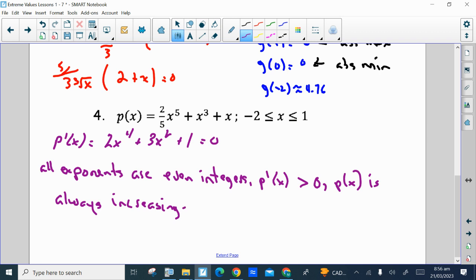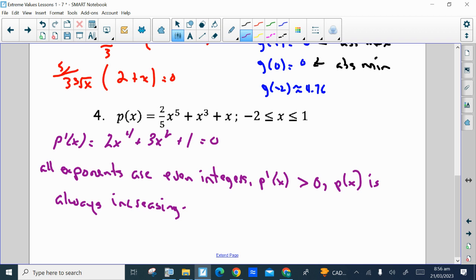If you tried to factor that polynomial function, you would find that it's not factorable. There are no places where the first derivative will equal 0 because of what we just talked about. No matter whether x is positive or negative, that first term is always going to be positive. And then you're going to add another positive value. So it's just going to get bigger. And then you're going to add 1, so it's just going to get bigger again. It's never going to equal 0. So because all the exponents are even integers, the derivative is always greater than 0. So therefore, p at x is always increasing.